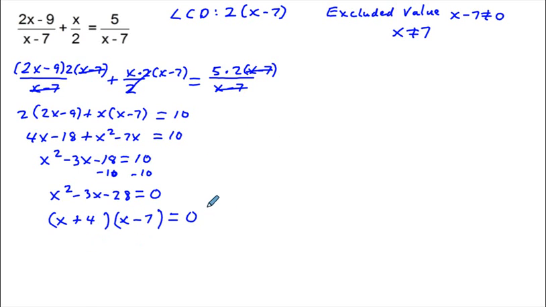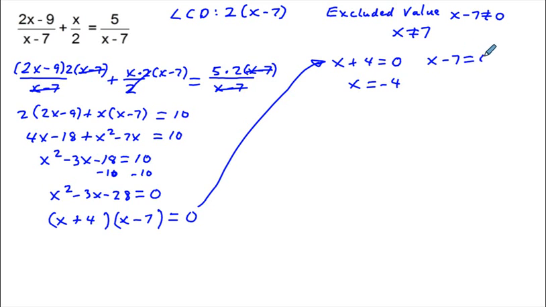So using the zero factor property, we're going to have x plus 4 equals 0. I got that wrong earlier, it's equals, we're not talking about excluded values now. So x is going to be equal to -4. And also we have x minus 7 is equal to 0, so therefore x is equal to 7.